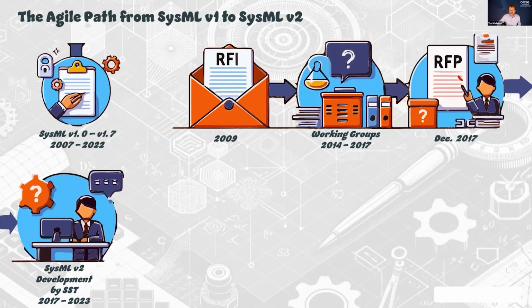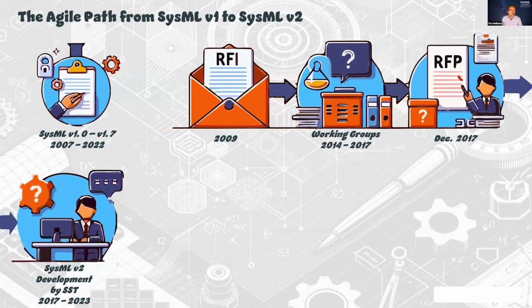And the next official step for the SysML version 2 is the so-called RFP, the request for proposals. It's a list of requirements for the language. And this request for proposal is published by the OMG. And that was December 2017. And at the same time, at the same meeting, the previously mentioned SST team was chartered to develop the SysML v2, so to provide the answer to the RFP.